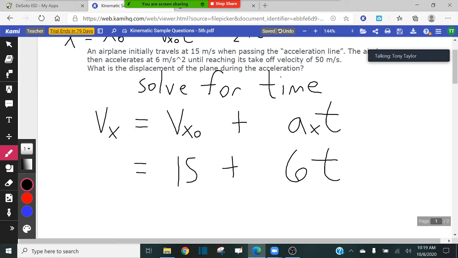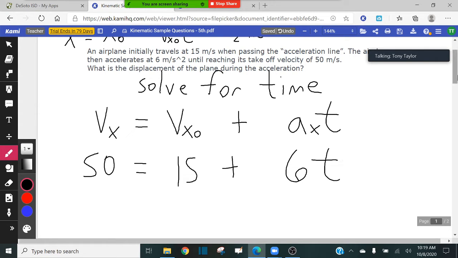What is our airplane's final velocity? Well, what does it say? It says after it accelerates, it reaches its takeoff velocity of 50 meters per second. So its final velocity after it has accelerated is just 50 meters per second. So I'm going to plug that in for its final velocity.